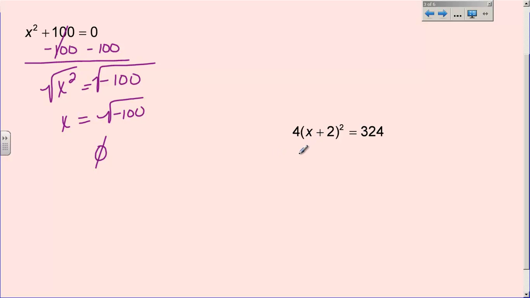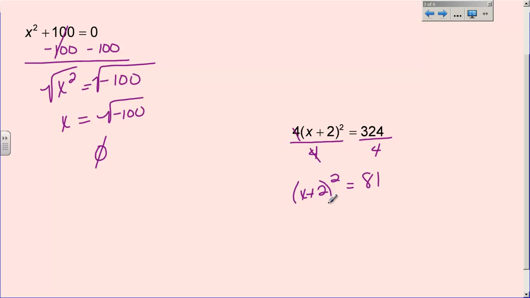I can't at the moment though because I've got this times 4 and then it's inside parentheses and it's all squared. Well, let's get rid of the times 4 first. So we're going to start by dividing both sides by 4. So I have x plus 2, the quantity, squared. And then 324 divided by 4 is 81. And so I have this whole thing, x plus 2 is squared, and it equals 81.